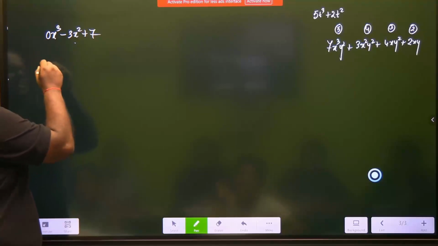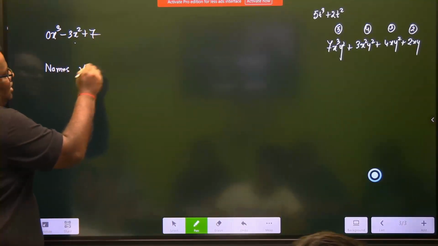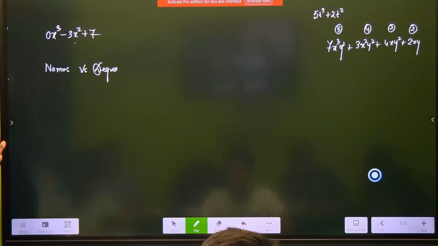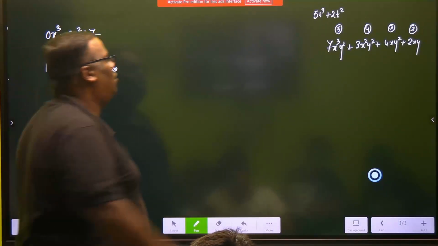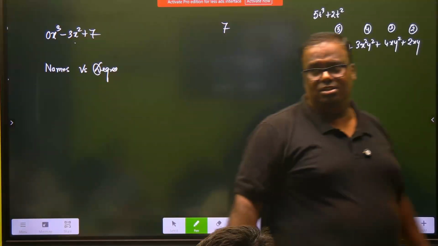Right? Come. Names versus degree. Or should I write degree versus name? Right? Let's take an algebraic expression. Okay, 7. Is 7 an algebraic expression?